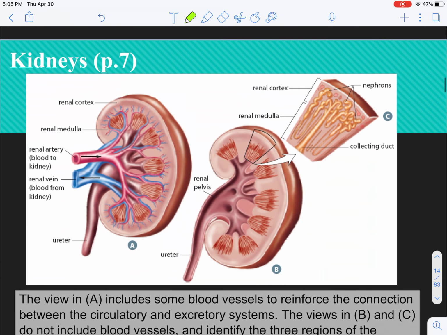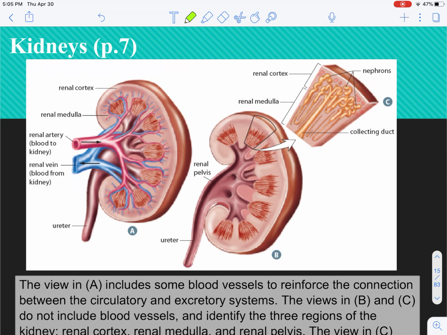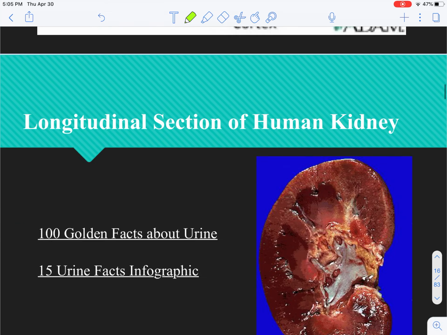This is talking about the 20 centimeter urethra of males versus the 4 centimeter urethra of females, as I mentioned earlier. A couple of trivia slides you can check out.